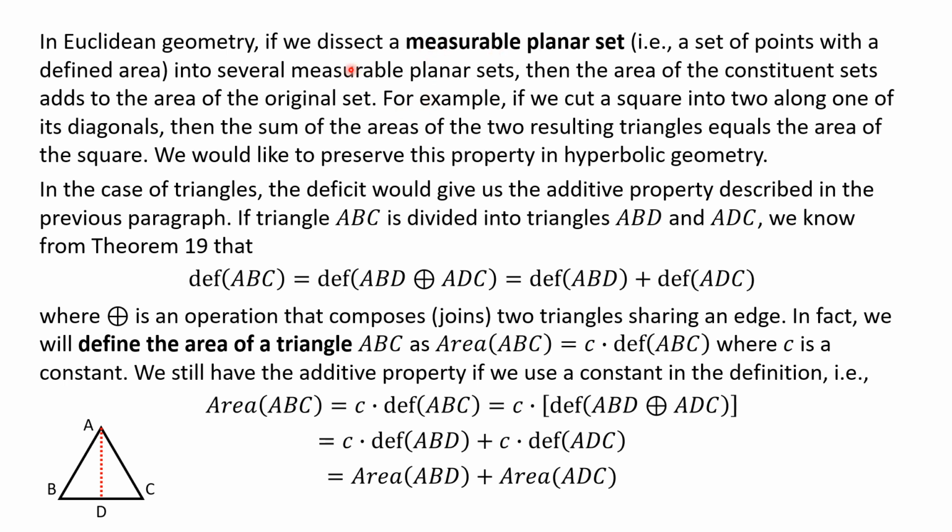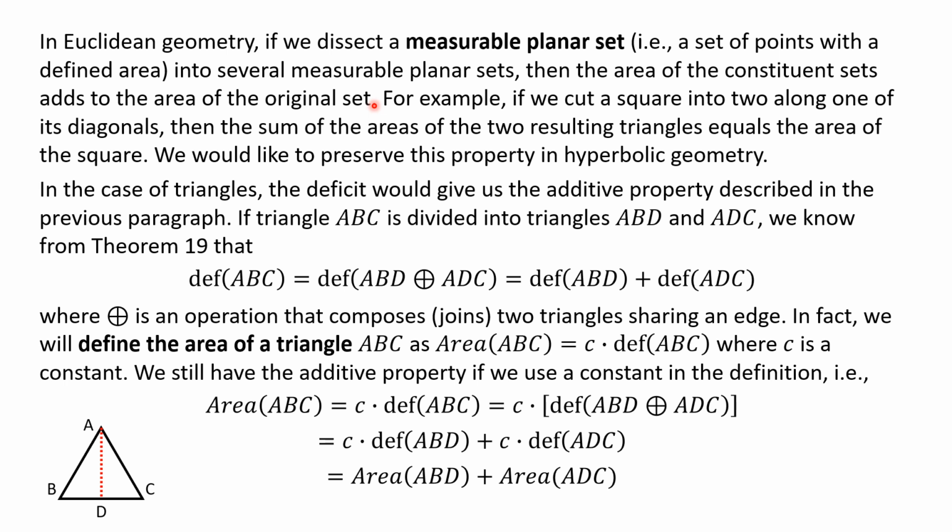But in Euclidean geometry, if we dissect a measurable planar set, so a set that you can measure in the plane, into several measurable planar sets, then the area of the constituent sets adds up to the area of the original set. So for example, if we cut a square into two along one of its diagonals, the sum of the areas of the two resulting triangles equals the area of the square. You would probably have assumed that without even giving it a second thought.